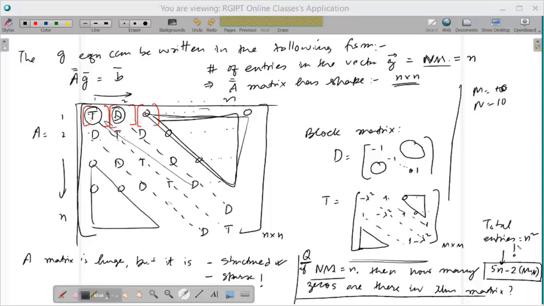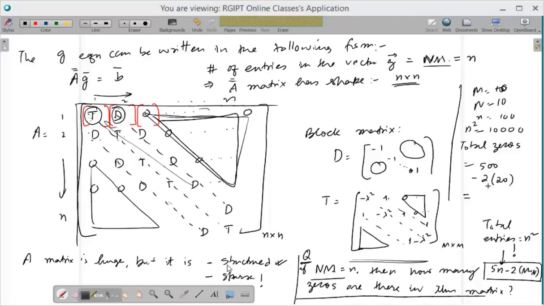Okay, so check this for a simple case. I'll just quickly look at this. N will be 100. Size of the matrix is 10,000, and total number of zeros would be equal to 5n, it's 5 into 100, 500, minus 2 times m plus n, that is 20. How much does it turn out to be? 40.